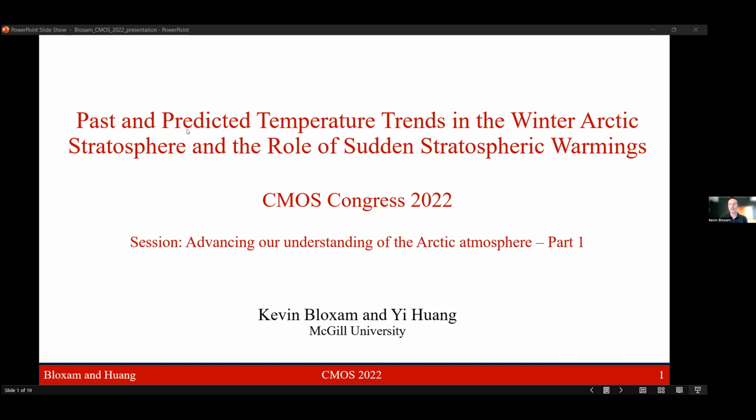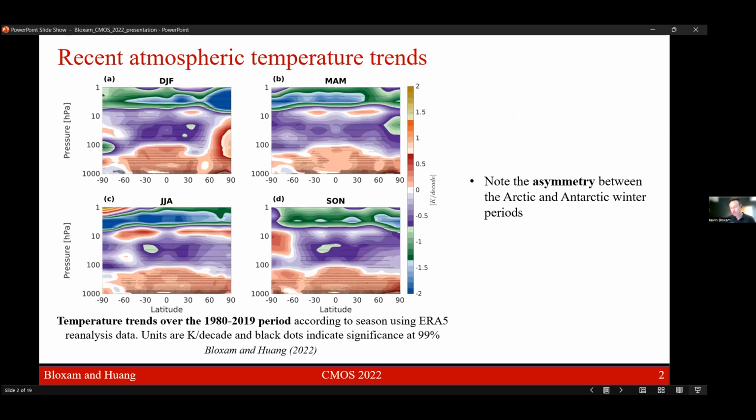My interest in temperature trends really started when I plotted the ERA5 reanalysis data, looking at the 1980 to 2019 period, and I broke it up according to seasons that you see before you. So you have the winter, spring, summer, and fall.